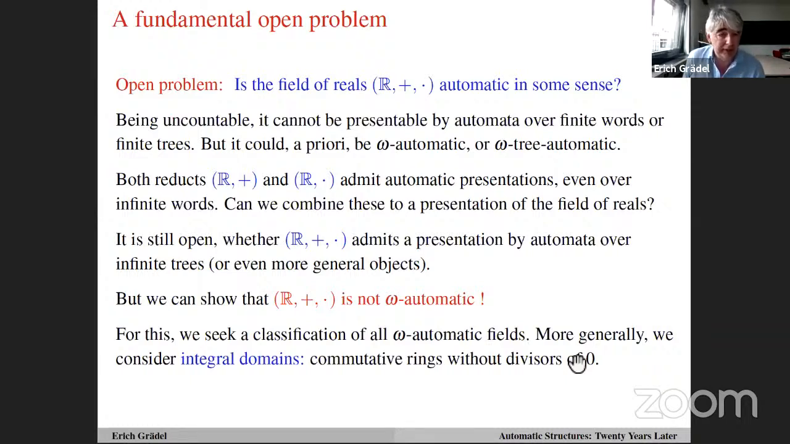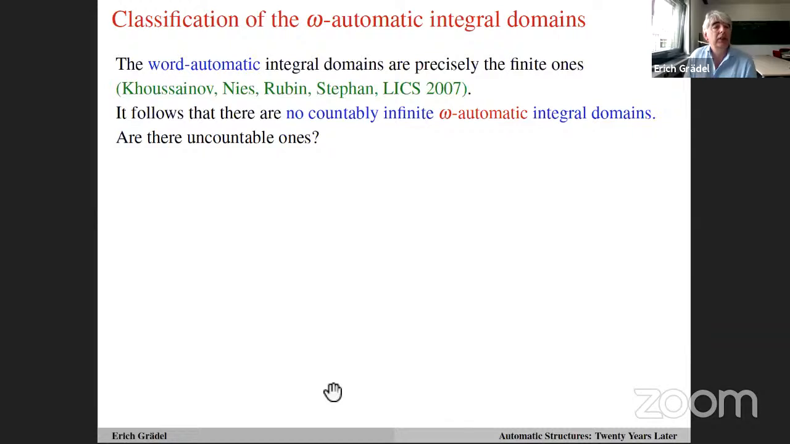We do not know whether it is the case, but we can show that the field of reals is not omega automatic. And to prove this, we seek a classification of all omega automatic fields. So in fact, a bit more generally, we consider not fields, but integral domains, that is commutative rings without divisors of 0, and we classify the omega automatic integral domains. So first of all, the word automatic ones had already been classified in a LICS paper by Kusainov, Nies, Rubin, and Stephan back in 2007.